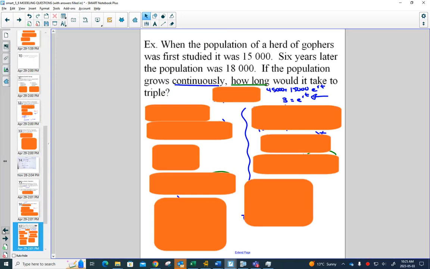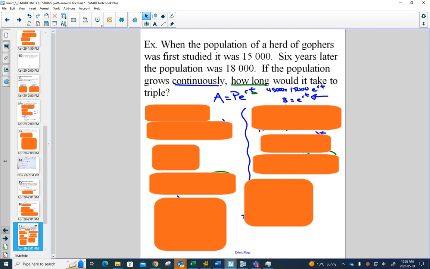And we can use continuous growth for animal populations as well. Now this will be the most difficult question that we have with the PERT formula. The reason this one is a little bit more difficult, because it says when the population of a herd of gophers was first studied, it was 15,000. 6 years later, the population was 18,000. If the population grows continuously, how long would it take to triple?